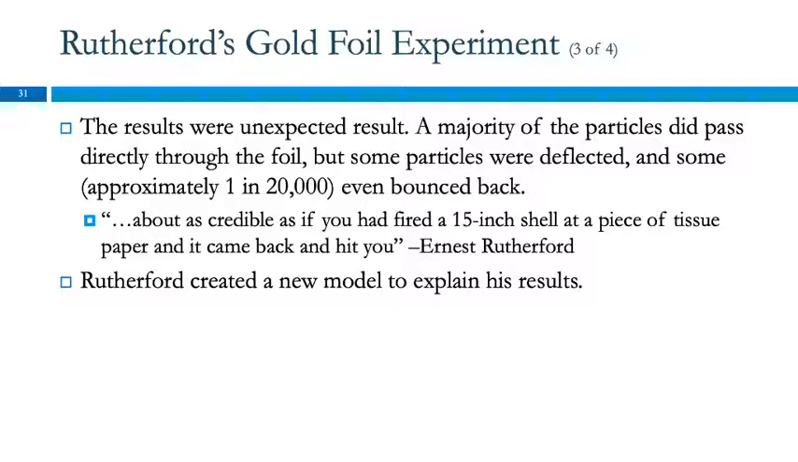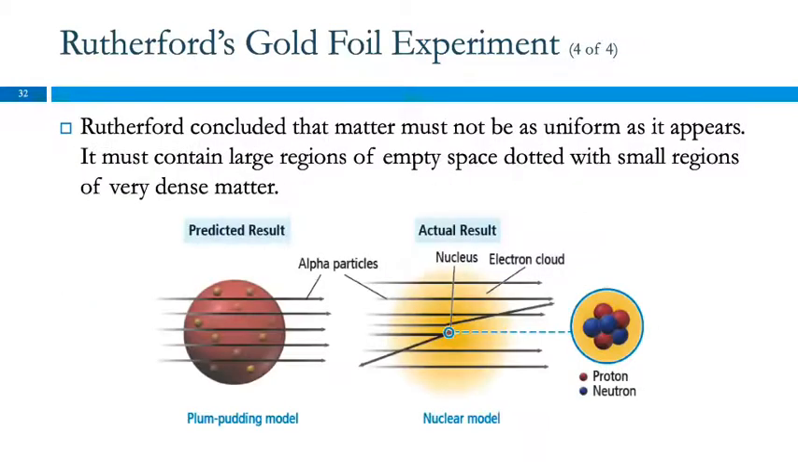So this was shocking. Why are some of these particles bouncing back? There must be something else going on in here. So he came up with a new model to explain this. Here's the plum pudding blueberry muffin model. Those alpha particles should just go straight through. This is a sphere of positive charge, and then we have these little tiny electrons. They're too small to deflect these particles. They would just go straight through.